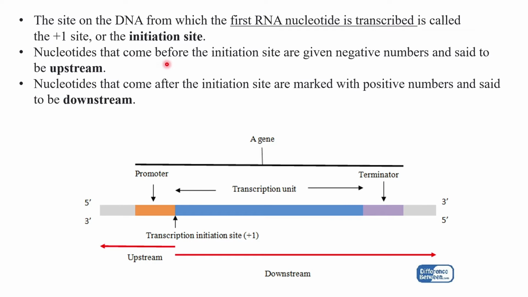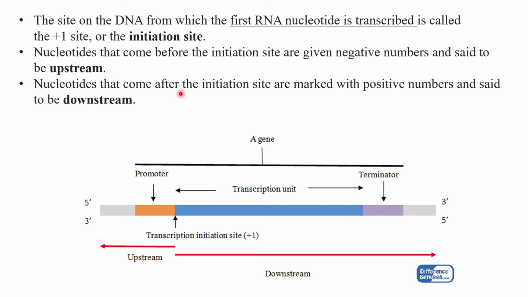Nucleotides that come before the initiation site are given negative numbers and said to be upstream. Now this is the initiation site. Upstream comes before the initiation site. So this is completely upstream, having negative numbers like -1, -2, -3, -4.